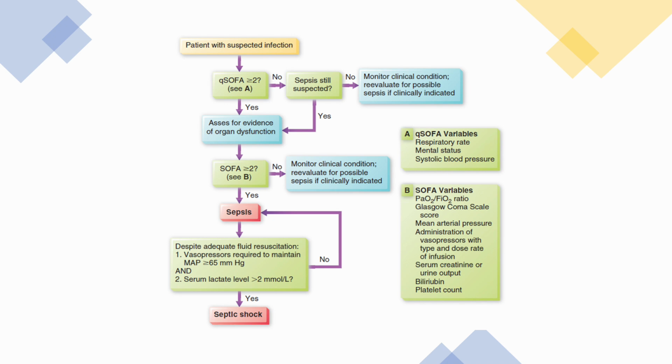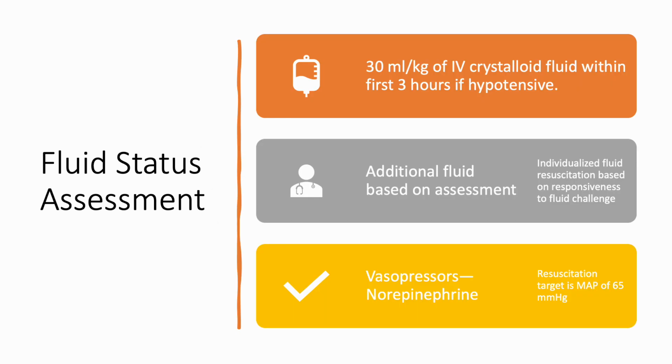If after adequate fluid resuscitation, the patient requires vasopressors to maintain a MAP greater than 65 or has a serum lactate greater than 2, they are considered to have septic shock. This workflow helps guide clinicians in their rapid identification and treatment of sepsis and septic shock.